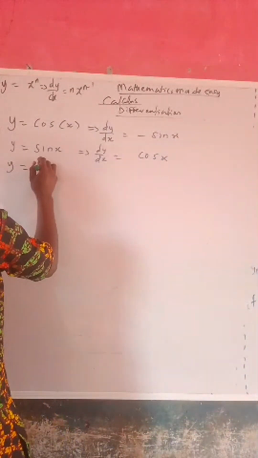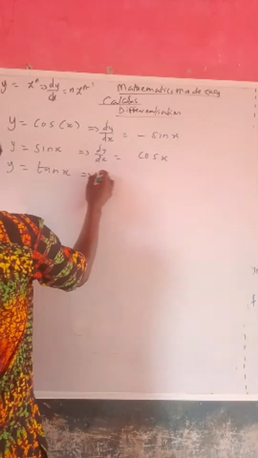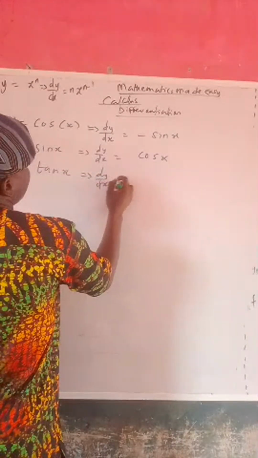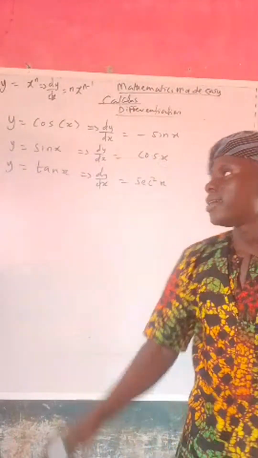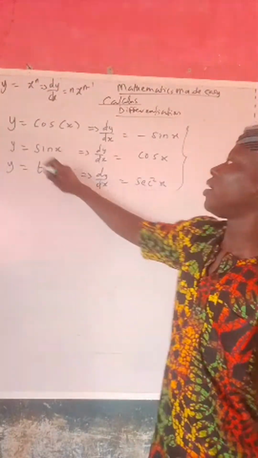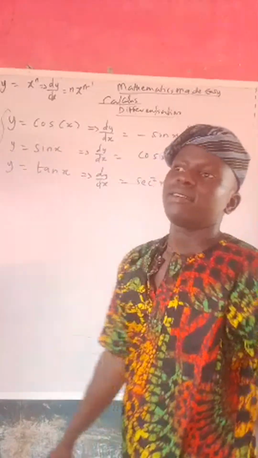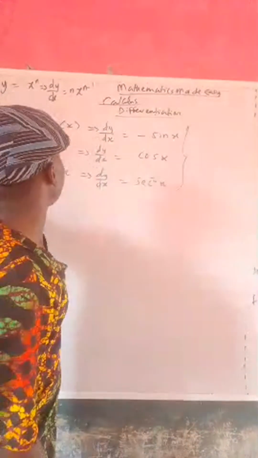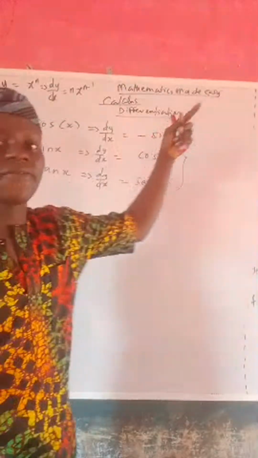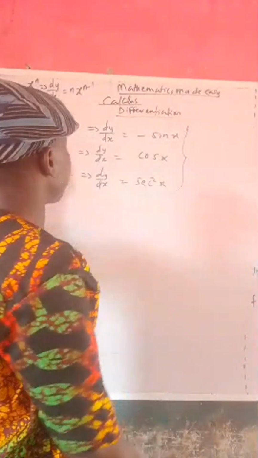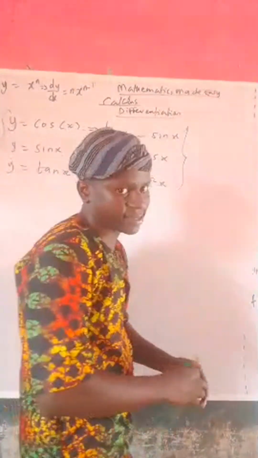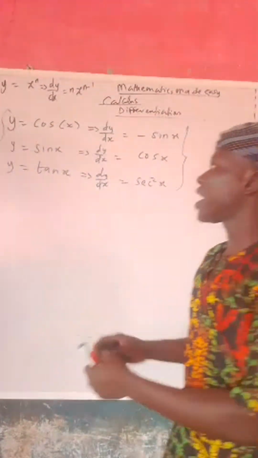Then if you have y is equal to tan x, the derivative is sec squared x. So these are the three main trig functions, and that's how you differentiate them. If you differentiate cos x, you have negative sin x. If you differentiate sin x, you have cos x. If you differentiate tan x, you have sec squared x. Take note of that.